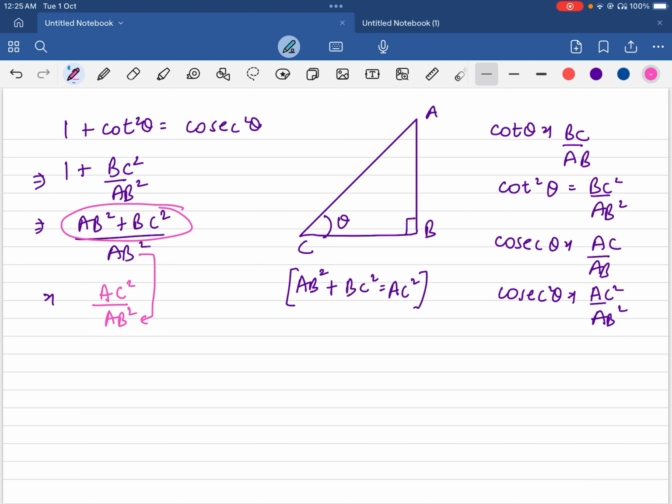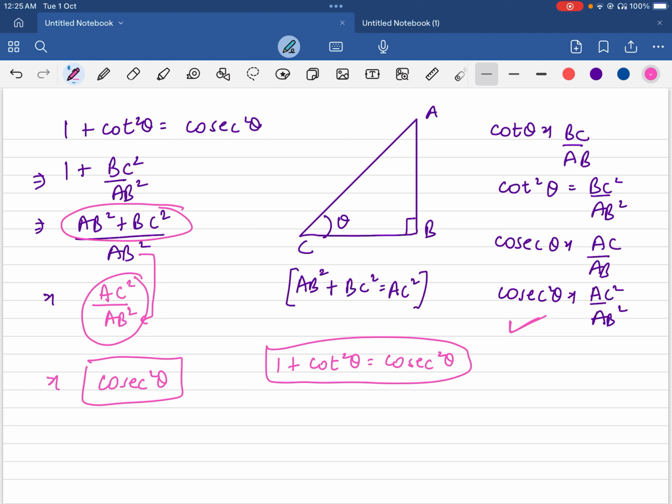Alright guys, now you can see that this is what exactly? Cosec square theta. So we got cosec square theta, and this is how we prove that 1 plus cot square theta is equal to cosec square theta. Further versions could just be cosec square theta minus cot square theta is equal to 1, or it could just be cosec square theta minus 1 is equal to cot square theta.